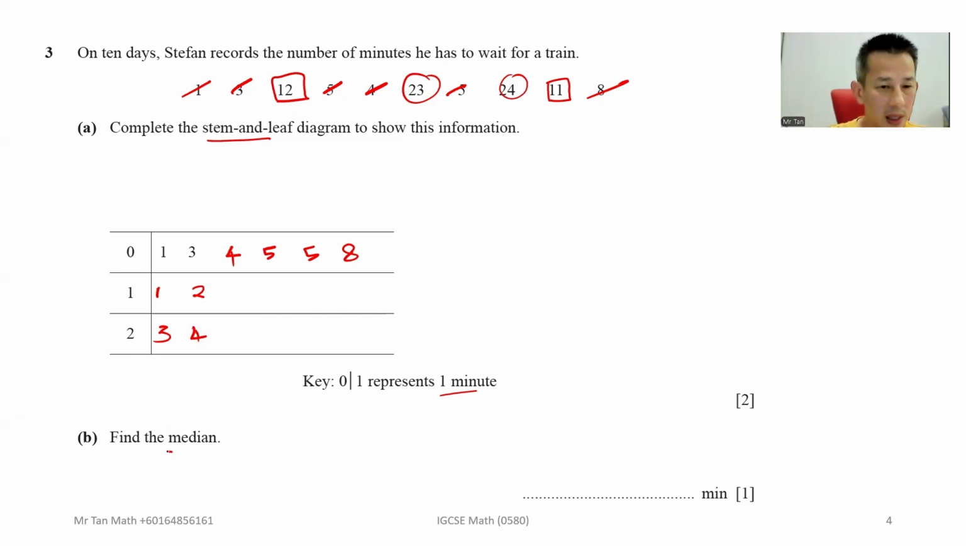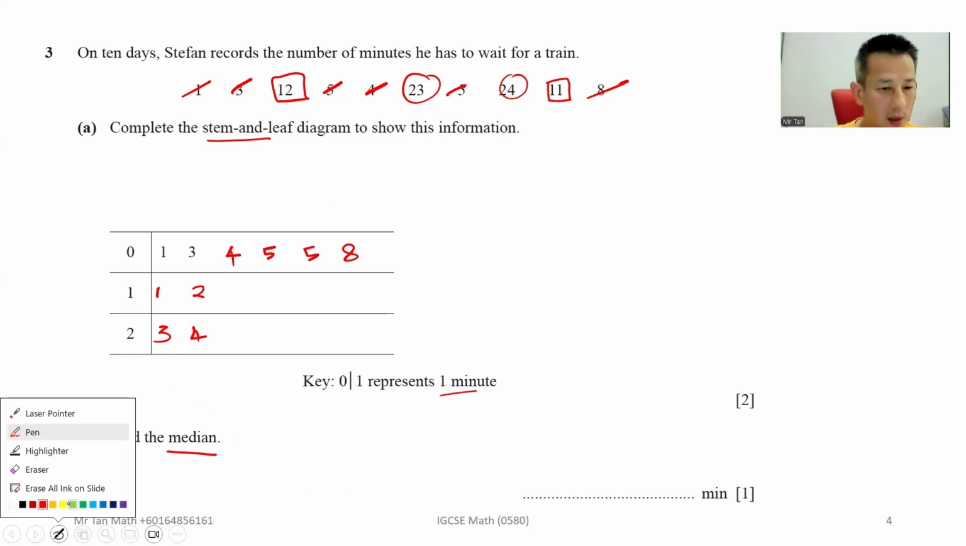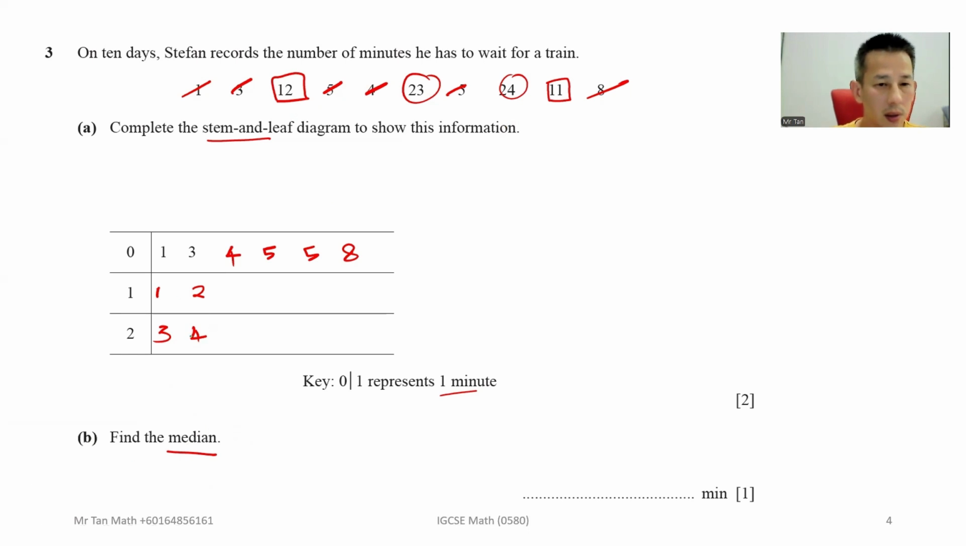Find the median. Median, you need to arrange and find the middle. Or we just cut 1, 2, 1, 2, 1, 1, 1, 1. Therefore, this will be the middle. You plus the 2, 5 plus 8 divided by 2. You should get 6.5.